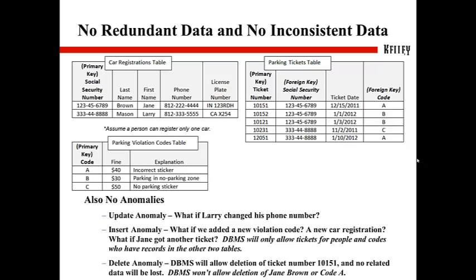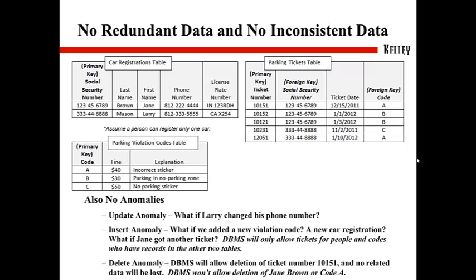There's a car registrations table, which lists each person who has registered a car. And let's assume that a person can register one and only one car to keep this from being too complex. The primary key is the Social Security number. Beneath that is the parking violation codes table. Every parking violation code has a related fine and an explanation, and this table's primary key is the code number itself.